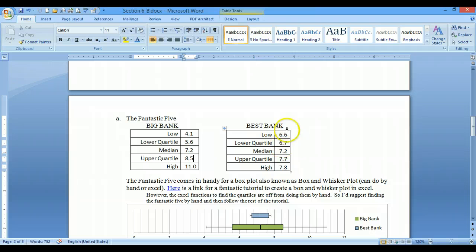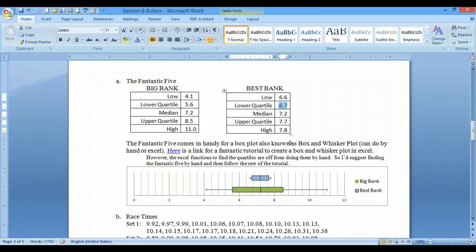Using the same method, for Best Bank, we'll get 6.6, 6.7, 7.2, 7.7, and 7.8. Now, if you have an even number of data where it doesn't work out nicely, again, just like we did previously to find the median, if the lower quartile encompasses two numbers, just find the mean.